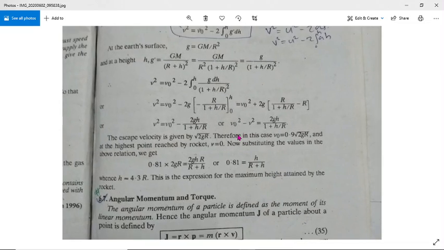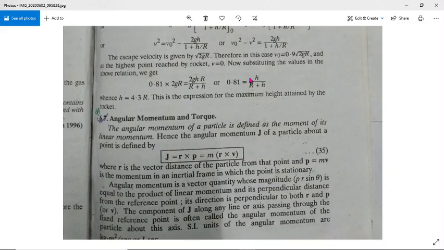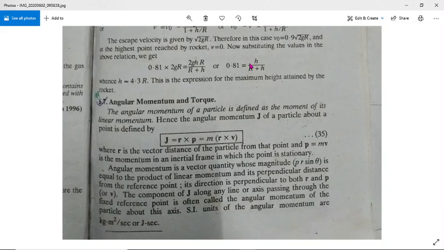Okay, today let's look at angular momentum and torque. Angular momentum of a particle is defined as the moment of its linear momentum. We have already studied angular momentum in plus two. We can define J equal to R cross P, where P is the linear momentum. So R cross P, the moment of the linear momentum, is J, the angular momentum.